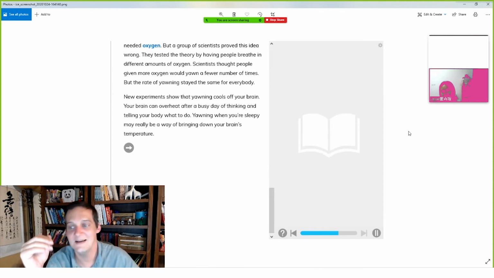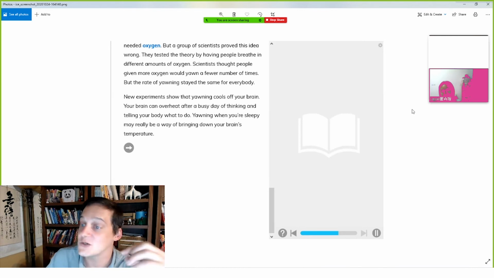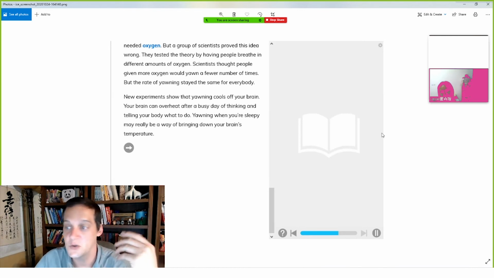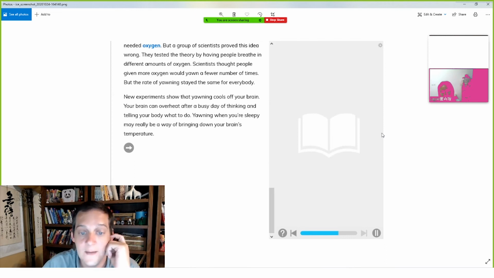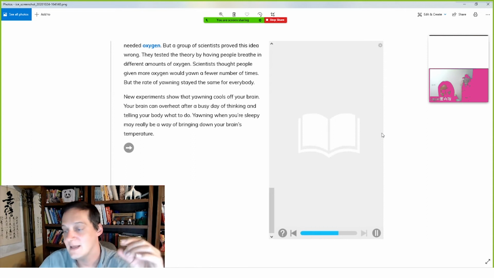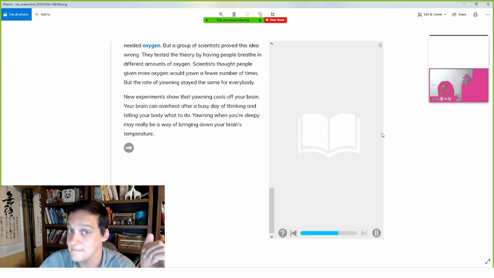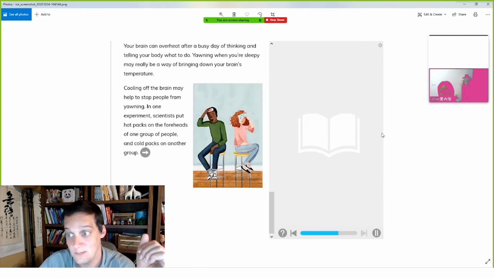Stop. Get cool. But there is actually another way. There's something else that helps you to cool off your brain other than yawning. Yawning kind of helps a little bit, but there's a certain kind of person that tends to yawn more than other people. Why? Let me tell you. Cooling of the brain may help to stop people from yawning.